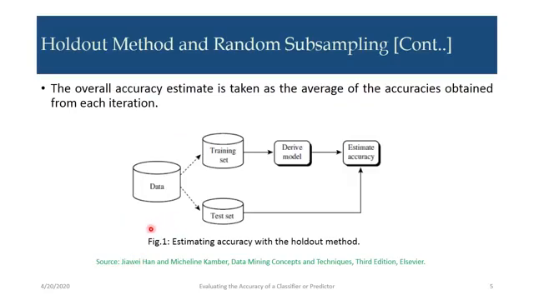Here is a figure taken from the book by Han and Kamber, the source, and this figure represents estimating accuracy with the holdout method. You can see the data set has a number of tuples, and those can be divided into two types: training data and test data. Training data is used to derive the model and test data is used to estimate the accuracy. Here the derived model acts upon the test data to find the accuracy.